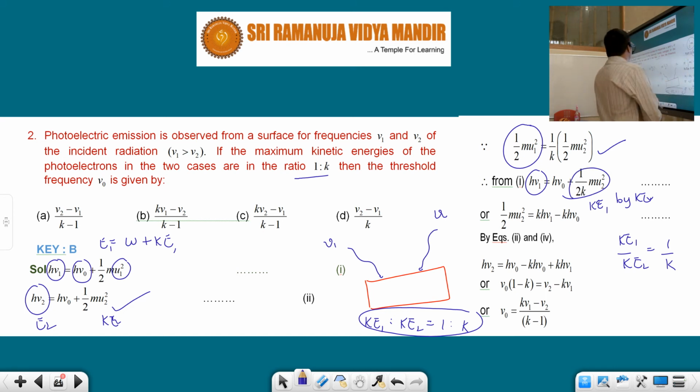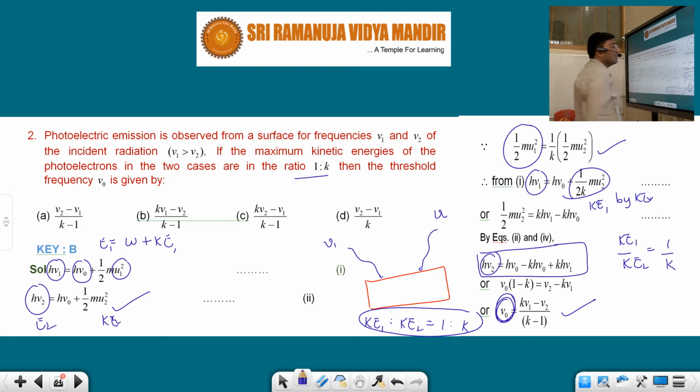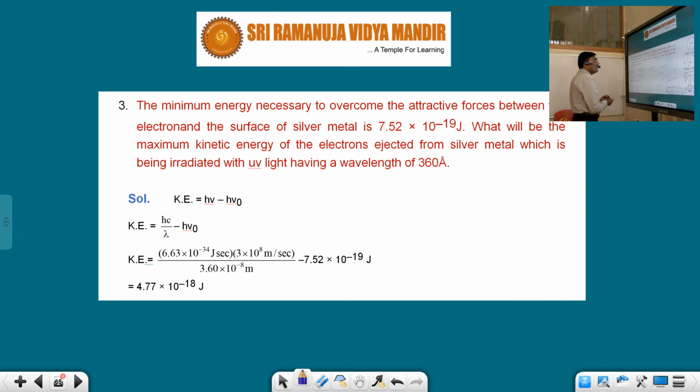Now have a look here, students. From equations 2 and 3, everything is in the form of the second equation, h nu2. If you calculate, you get the threshold frequency. So have a look. Let us look at the next question.